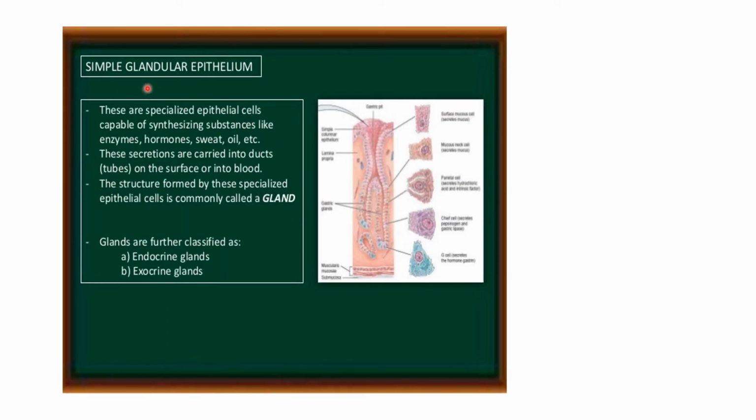Moving on further, which is glandular epithelium. These are specialized epithelial cells capable of synthesizing substances like enzymes, hormones, sweat, oil, etc. These secretions are carried into the ducts of the surface or into the blood. The secretion is formed by specialized epithelial cells, commonly known as glands. So there are two types of glands: endocrine glands and exocrine glands.